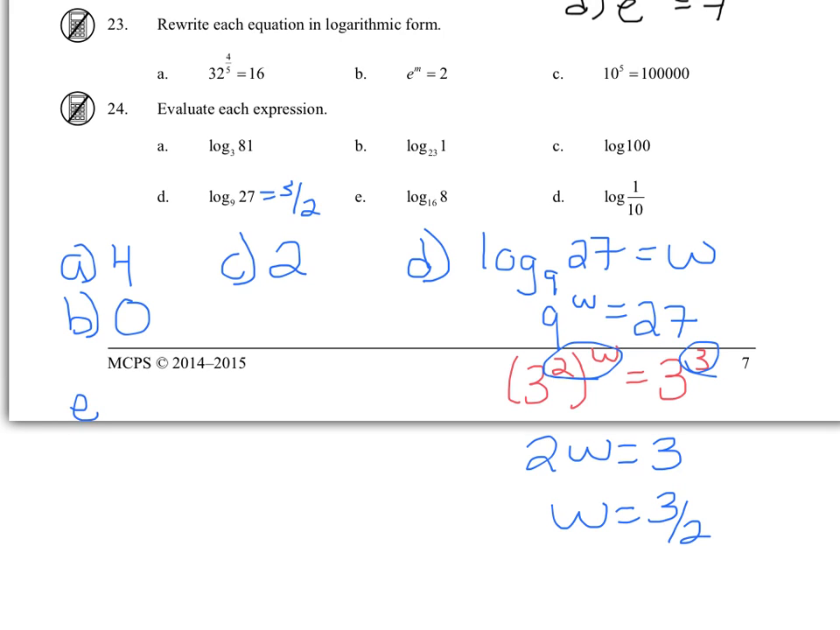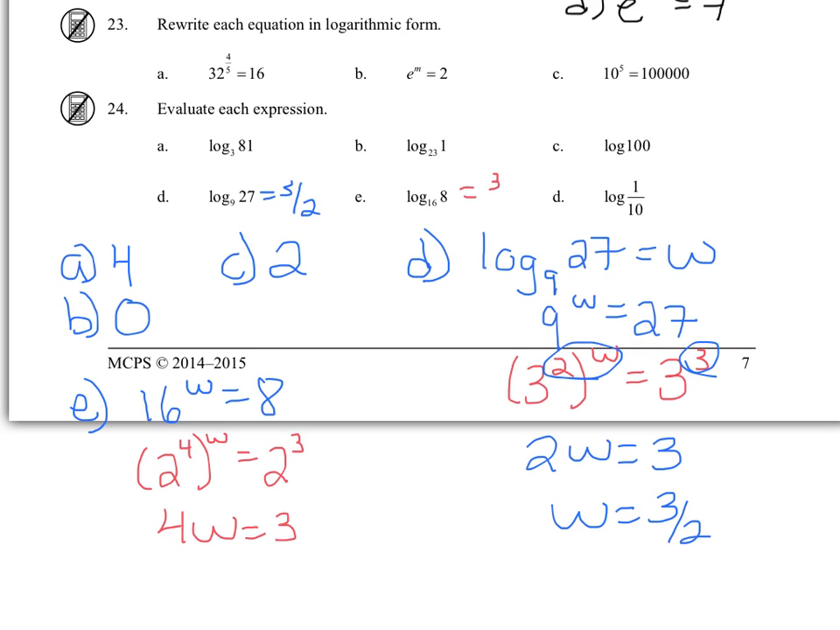Do the same thing for e. 16 to what power is 8? We can make both of those a base of 2. So then 4w equals 3. So log base 16 of 8 is 3/4.